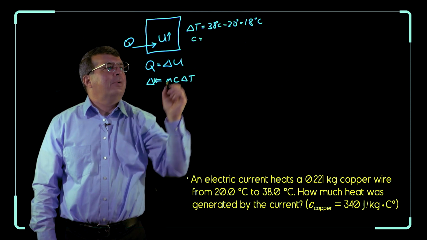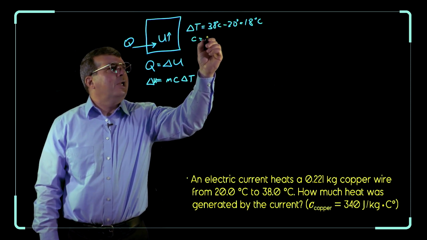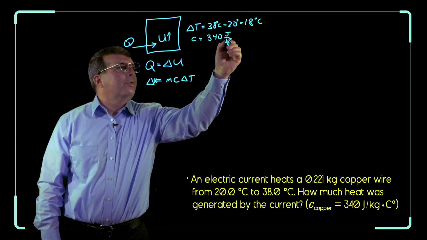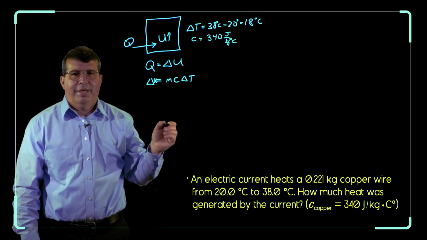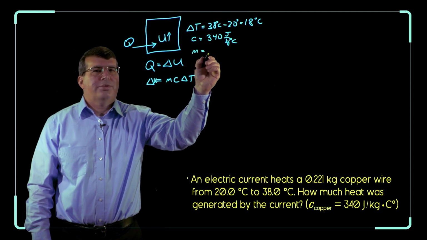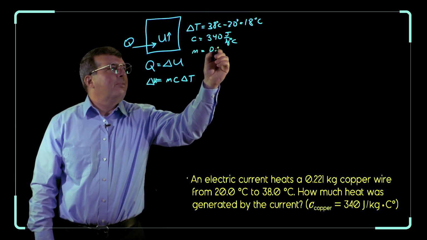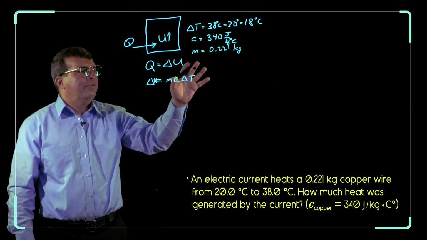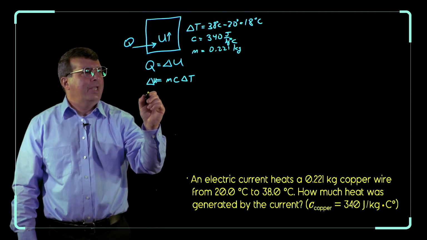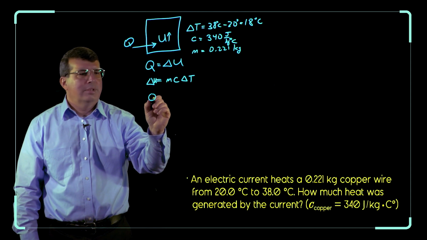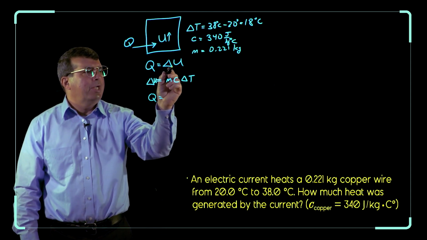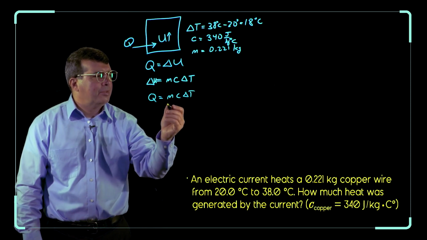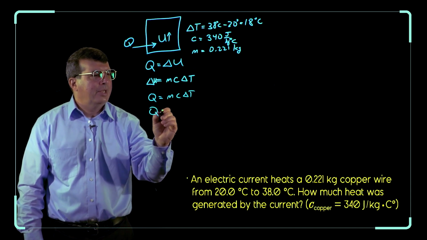The specific heat of copper is given to us. That is 340 joules per kilogram degrees Celsius, and the mass is also given. That is 0.221 kilograms. So it's everything we're given, and this is our physics. So we have the heat is equal to the change in thermal energy, which is equal to the mass times the specific heat capacity times the change in temperature, and we know all of this, so we can go ahead and put them in and calculate.